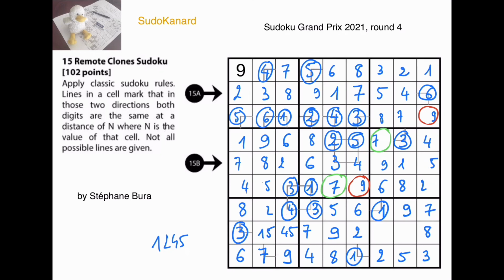Let's tidy up all of this. That's a 1, that's a 5. And we still need 4 and 6, I think, yes. That's a 4 here, that's a 6 there. And this finishes the solve of this very unusual puzzle in this Grand Prix.